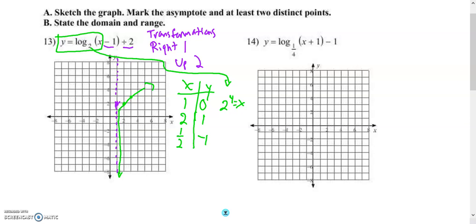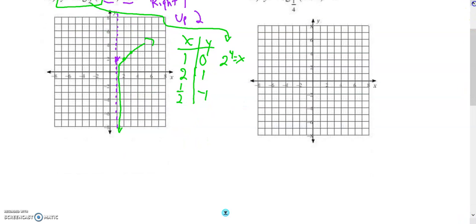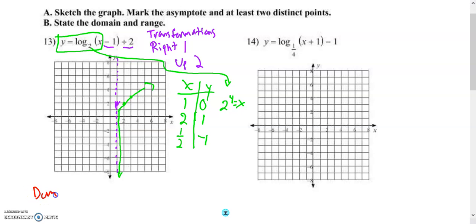And now you need to state the domain and range, because that is part B. So based off of this graph, the domain will be starting at 1. As you can see, nothing is going to the left, so it starts at 1, and it's a parenthesis because it can never be 1. So going to the right, it goes to infinity, and then the range is negative infinity because the arrows are going down, and this arrow on the right is going up to positive infinity.